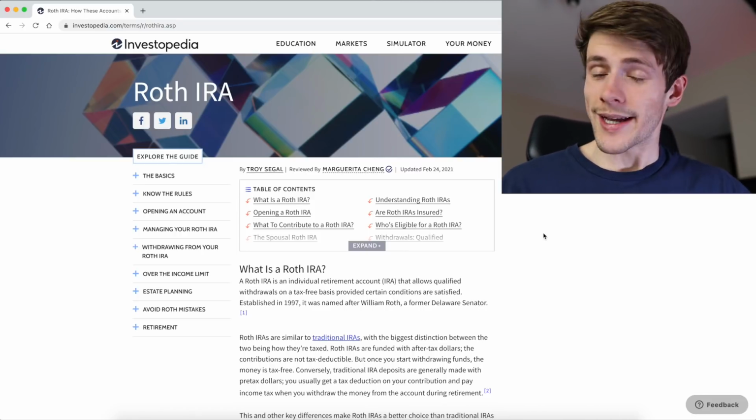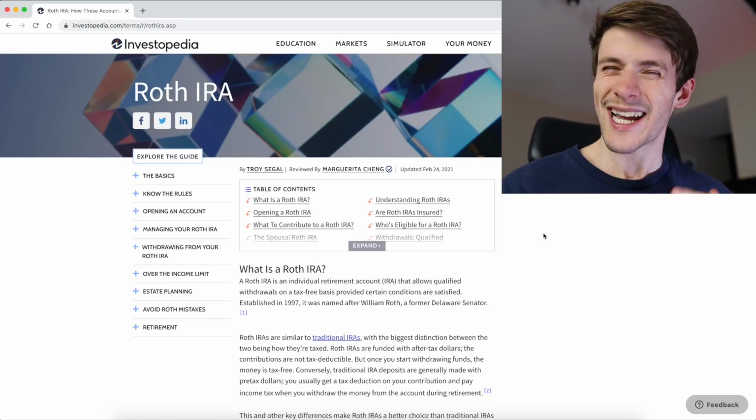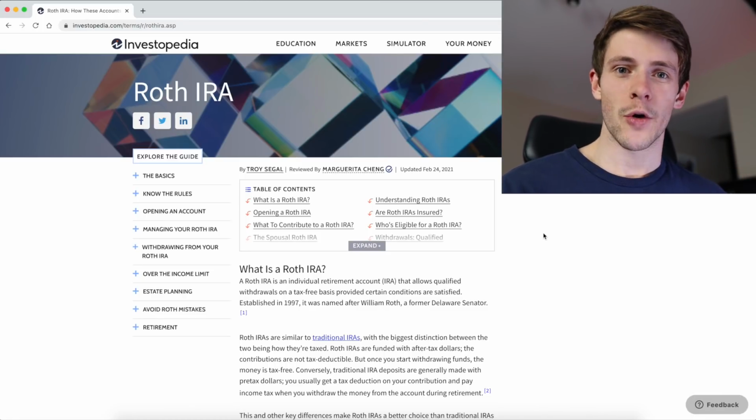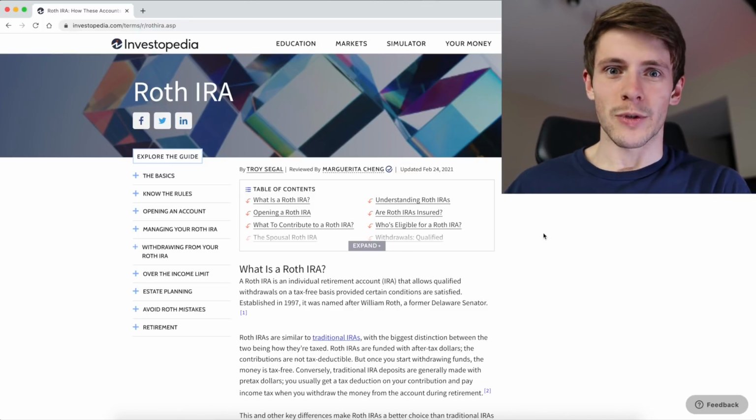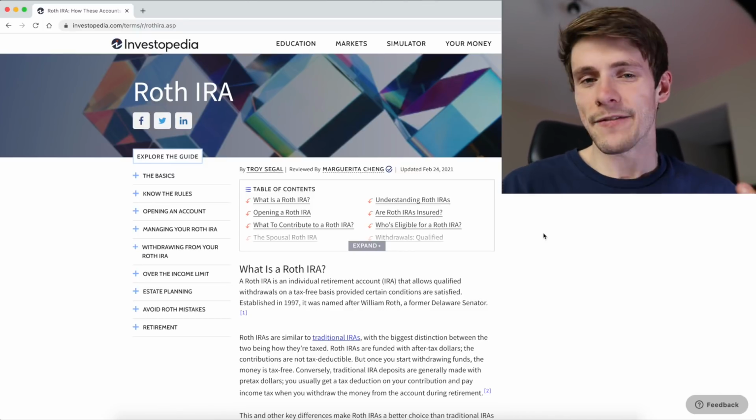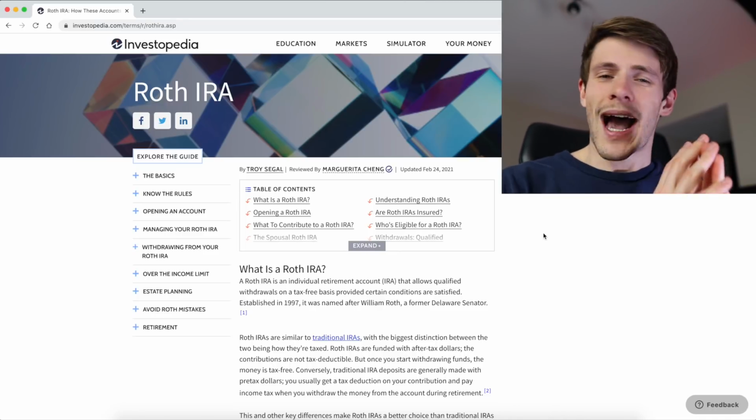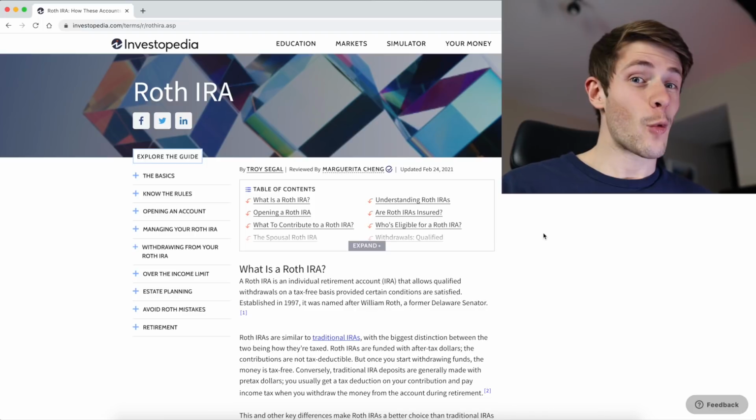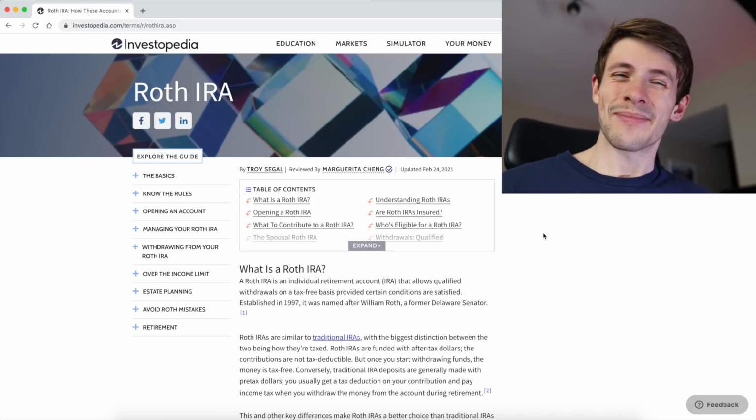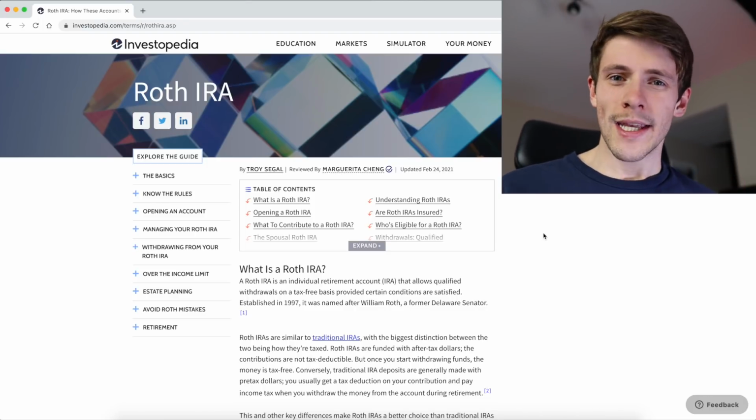So Roth IRAs, again, they fall under the class of retirement account, and these retirement accounts get special benefits over just typical investment accounts, which are typically called brokerage accounts, individual brokerage accounts, IBAs. So in this case, I like Roth IRAs because they have one very specific benefit that makes them extremely useful when you are day trading.